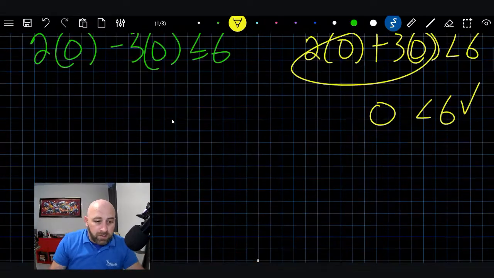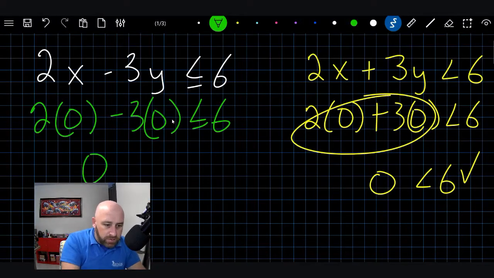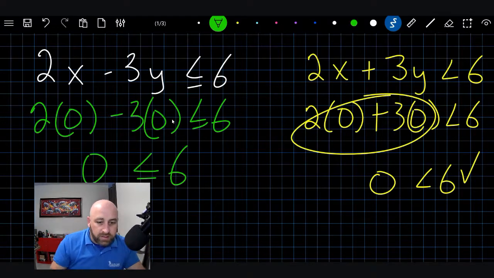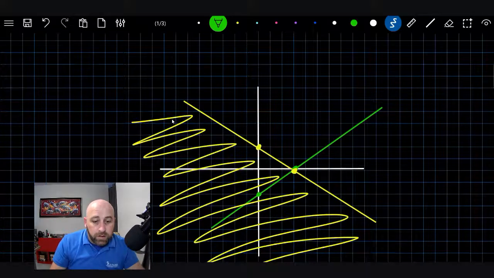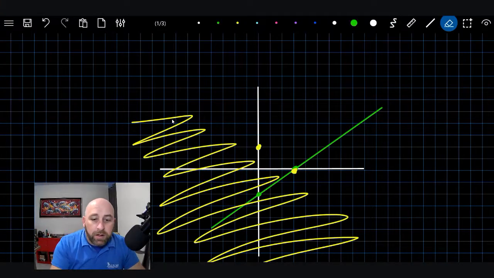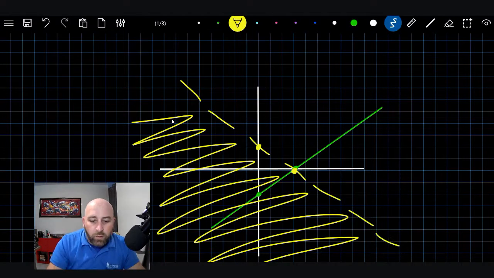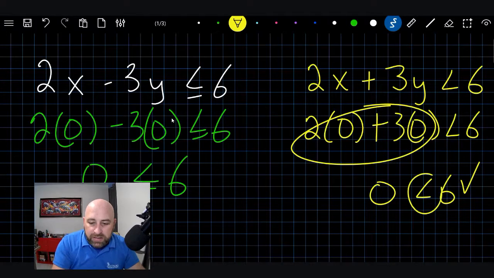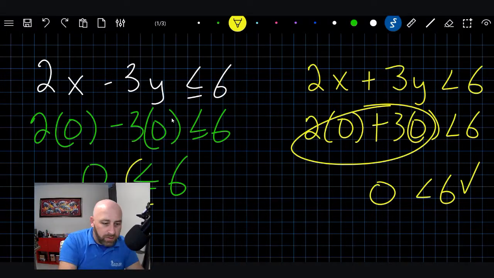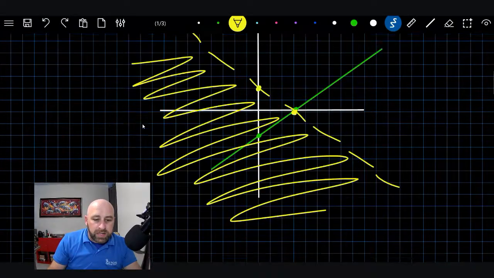Okay. Let's go over to the green one, and 0 is less than or equal to 6. And that is also true. Oh, I forgot something. I'm glad I remembered it right here. The yellow line is dotted. Okay. Why is the yellow line dotted? Because it's not equal to. Okay. The green line is solid because it is equal to, but the yellow line would be dotted.